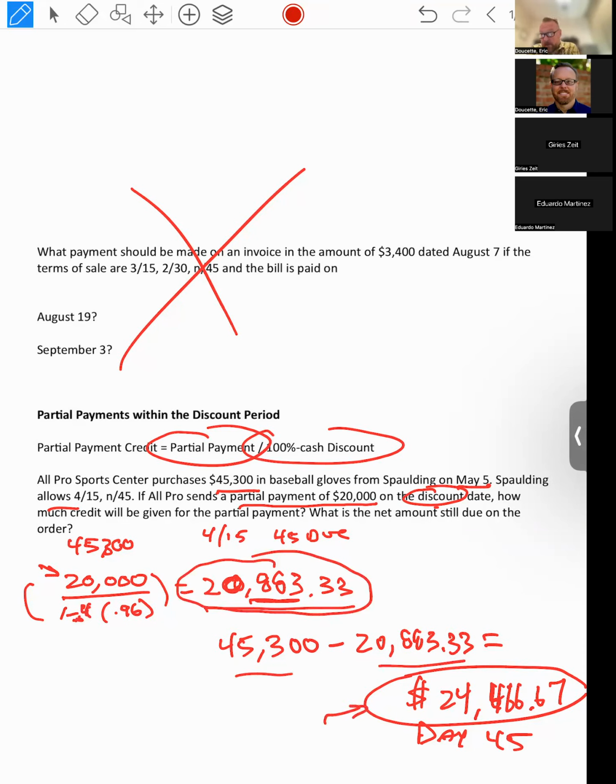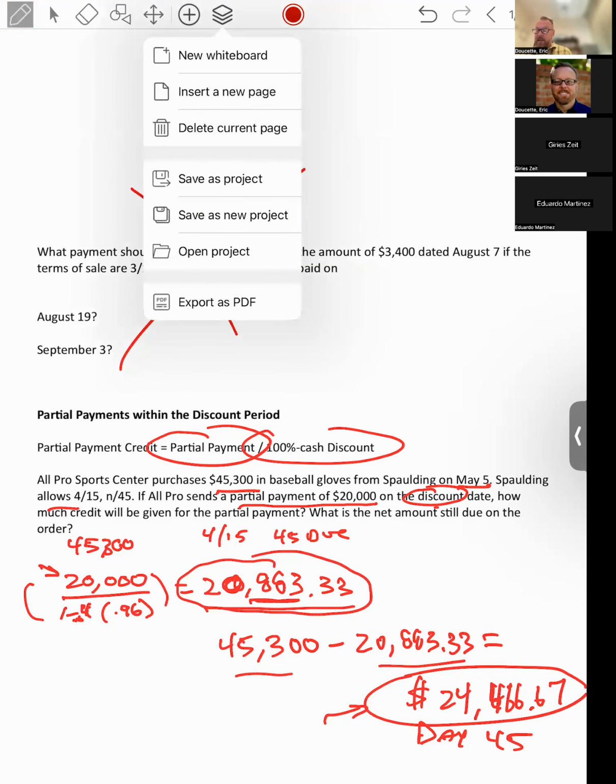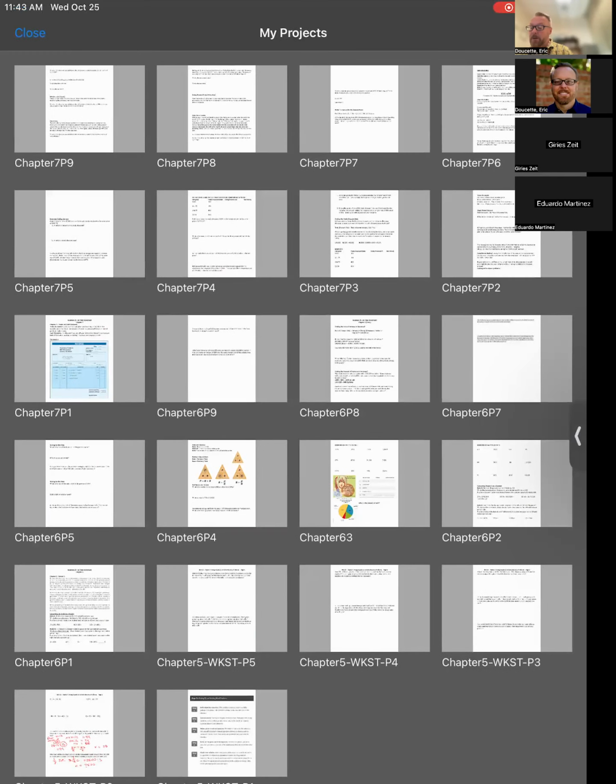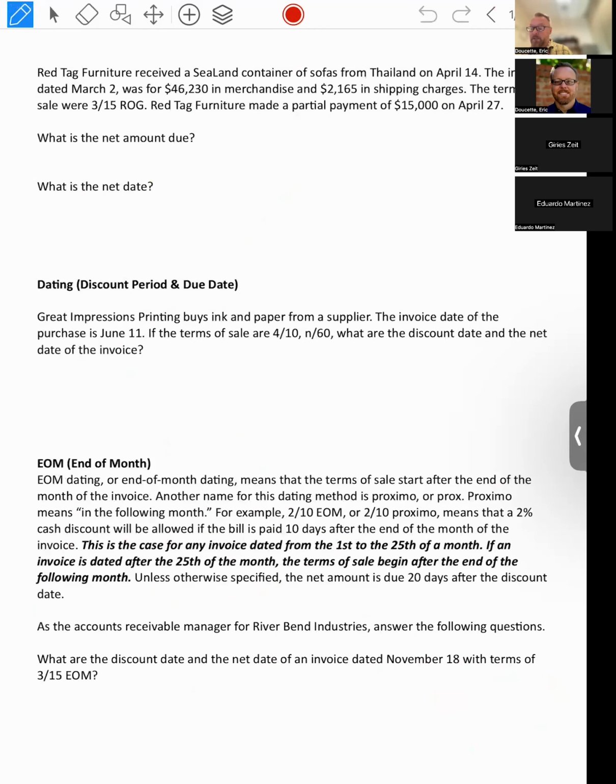Now, there's no more discounts available on this one, but sometimes there are multiple discounts. There's one on day 15, and there's another one, maybe a 2% on day 25 or something like that. So you'd have to figure it again if you did a partial payment on that date. All right, so that is cash discounts and partial payments. Now we're going to move into various terms. So there's another problem here, so we'll do this one first.